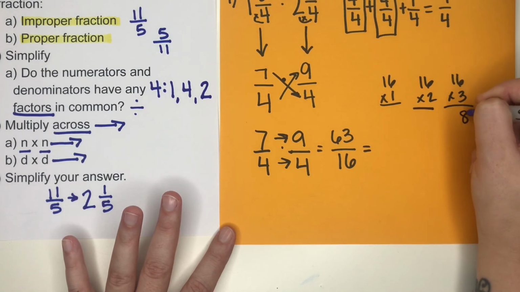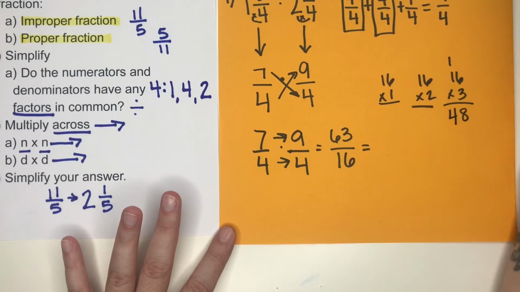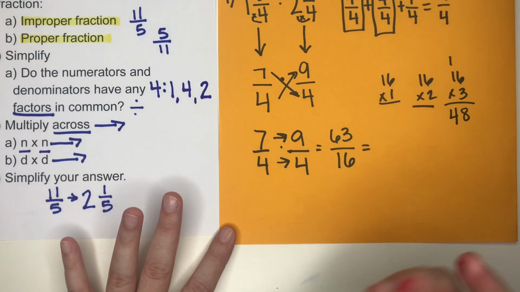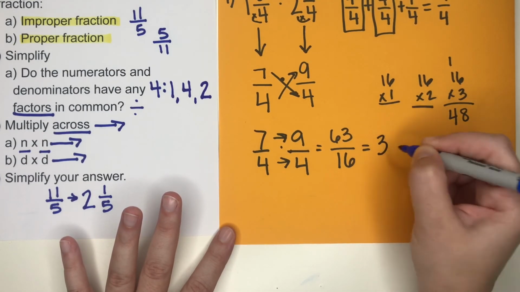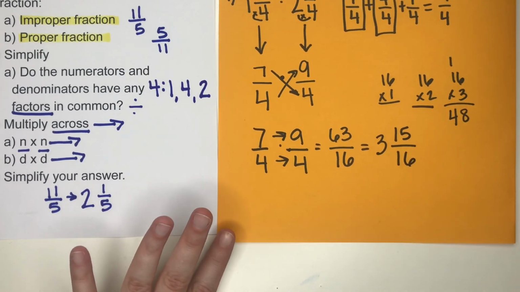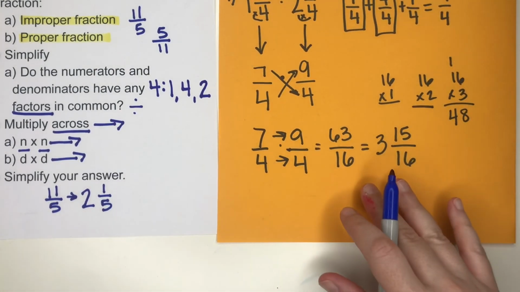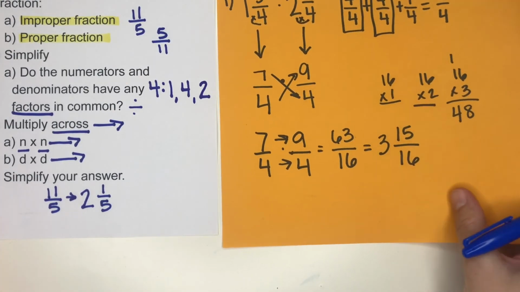6 times 3 is 8. Or, excuse me, 18. And you carry that 1, and then you have a 4. So you end up with 3 and 15 over 16. So our simplified answer comes out to 3 and 15 over 16.